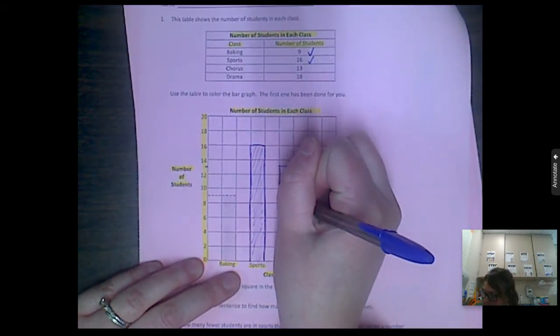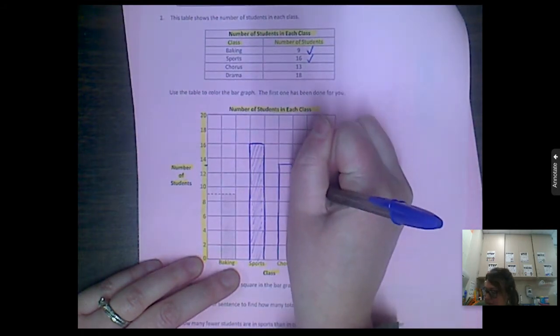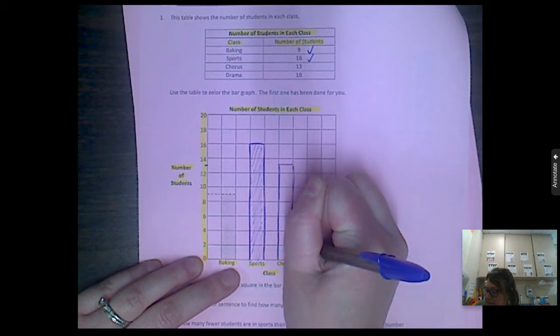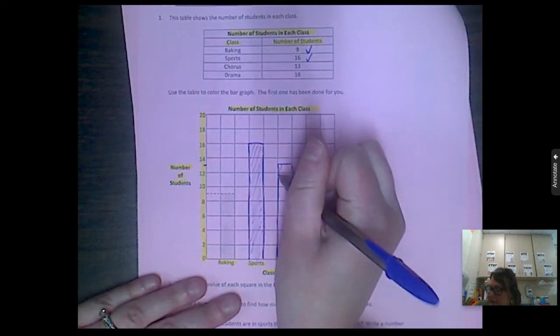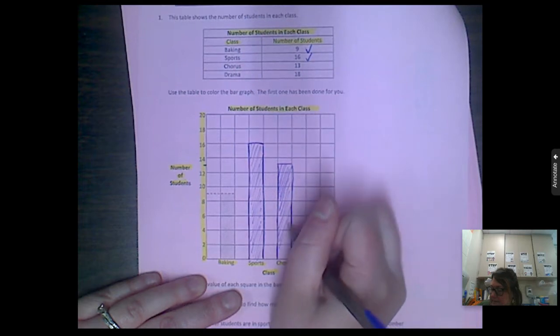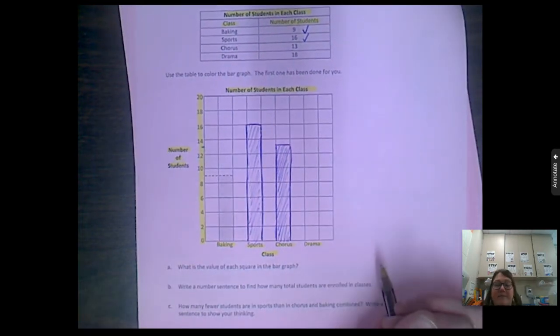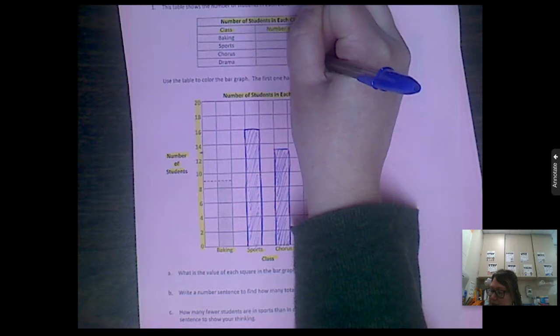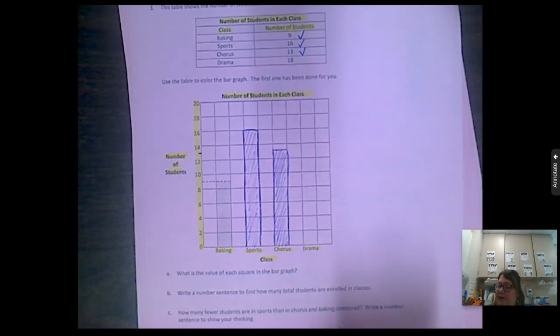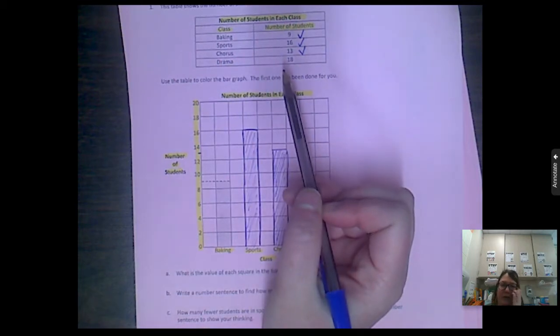All right. And then come down, stay on the lines, and then you can lightly shade it in. And then we have chorus. And as always, if you need to pause your video to catch up, you can do that. I'm going to check off chorus. And why don't you go ahead, you don't need to pause your video, but go ahead and put drama on there yourself.